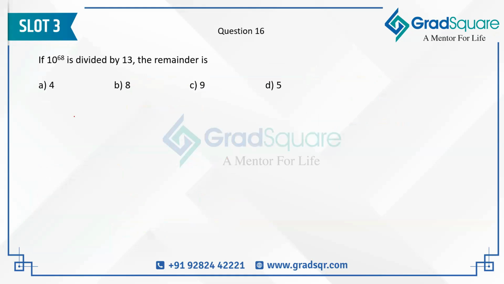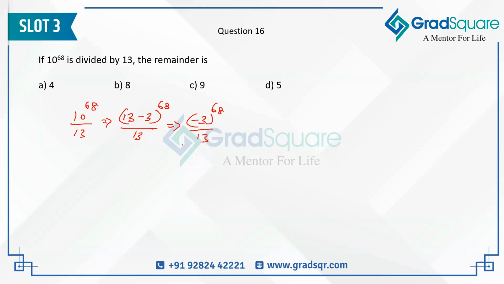Let's look at 16th. 10 to the power 68 is divided by 13 and you were supposed to find the remainder. Now a bit of binomial expansion, if we are able to retain that and use it, will be very, very helpful. So 10 will become 13 minus 3, to the power of 68, divided by 13. Remainder will be the same as minus 3 to the power of 68 divided by 13.